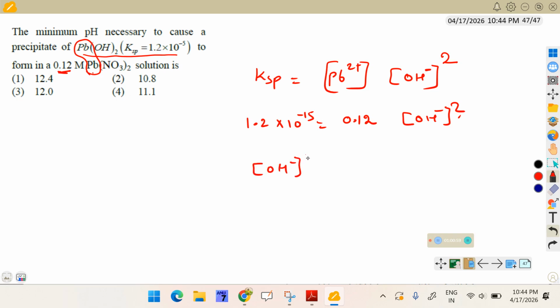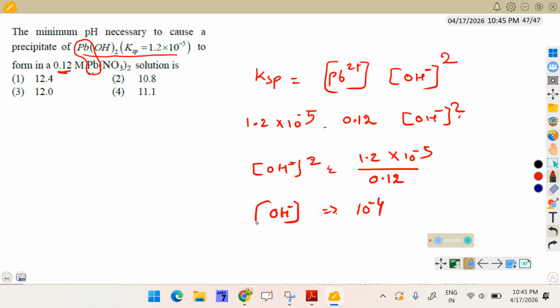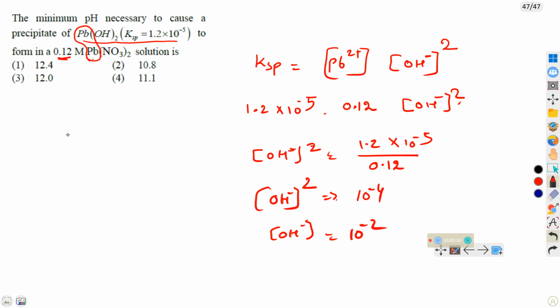Now, OH minus whole square is equal to 1.2 into 10 power minus 15 by 0.12. Simplify, then you will get 10 power minus 14, so OH minus ion concentration whole square. OH minus ion concentration is equal to 10 power minus 7. Then pOH is equal to 7, pH is equal to 14 minus 7. Correct option, third option. Thank you.